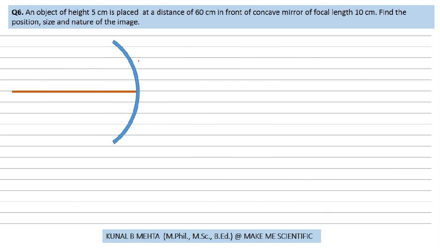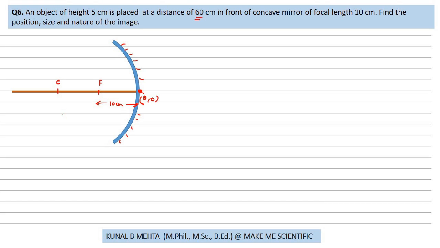We move on to the next question. The object is placed at a distance of 60 centimeters. This is the pole. The height of the object is given. The focal length, suppose this is f. So this is 10 centimeters. Of course, it has to be negative.